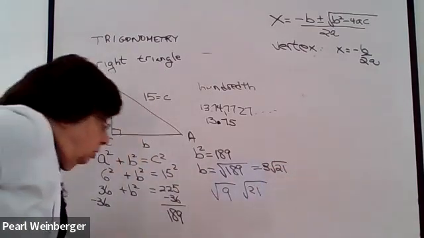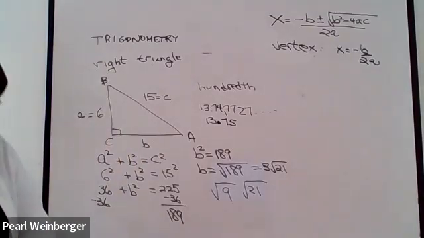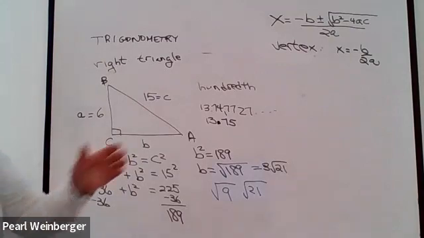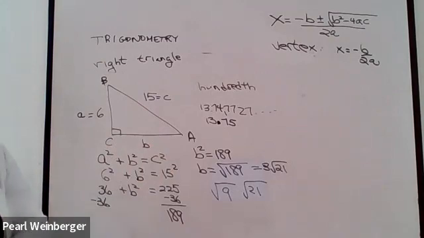So very often, we're not going to have a perfect square. And therefore, we're going to have to just simplify a radical and give our answer that way.